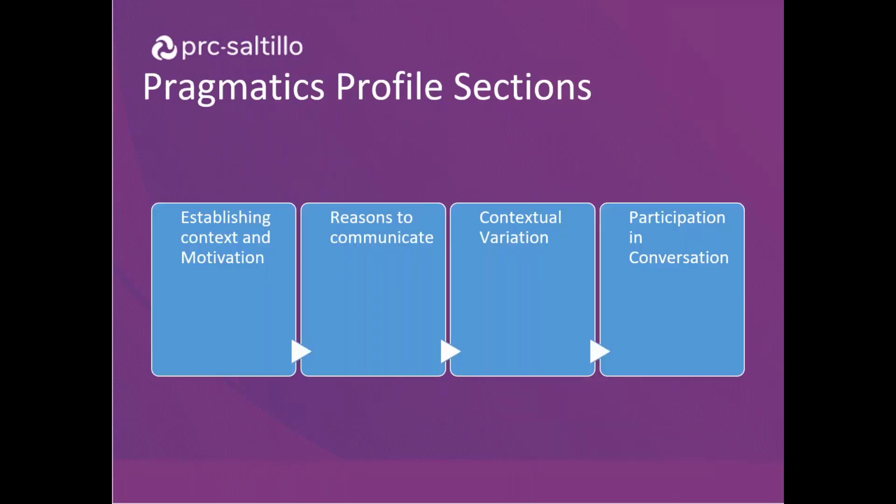There are 4 main areas of the Pragmatics Profile that we can look at: establishing context and motivation, reasons to communicate, contextual variation, and then participation in conversation. You can look at all 4 areas when you're doing the evaluation, or you don't need to complete it as a whole, and you don't have to complete it from front to back. Once you've downloaded it and looked through, you can pick out if you already know specific things about them. Maybe you don't have to spend as much time on those areas, and maybe steer towards some areas that you want more information. So it's kind of nice to be able to pick and choose what works, what you need. And maybe when you first start out using it, you use it as a whole and get some information and see what you gather from it.